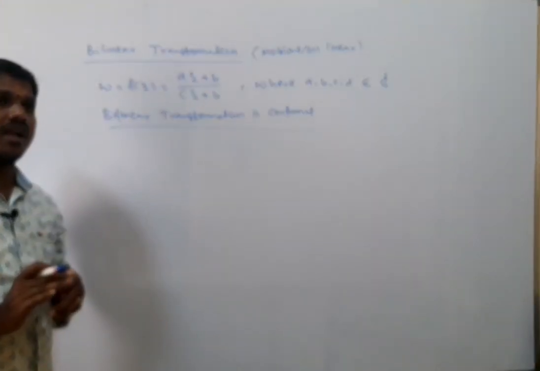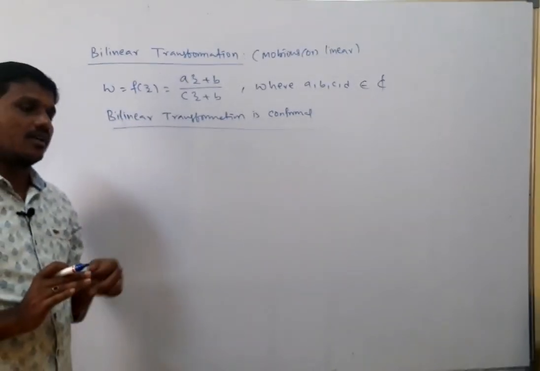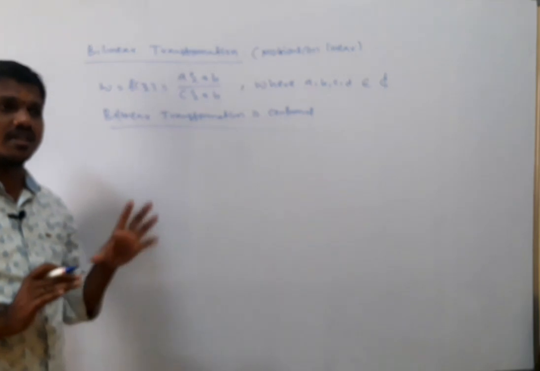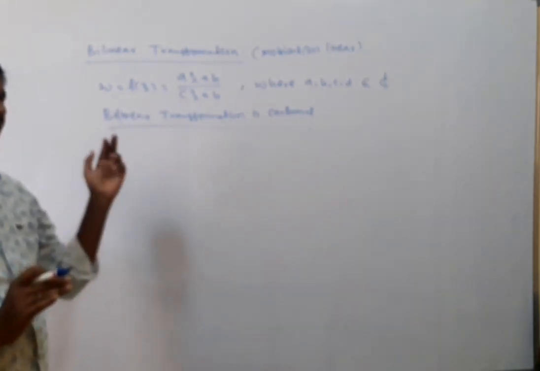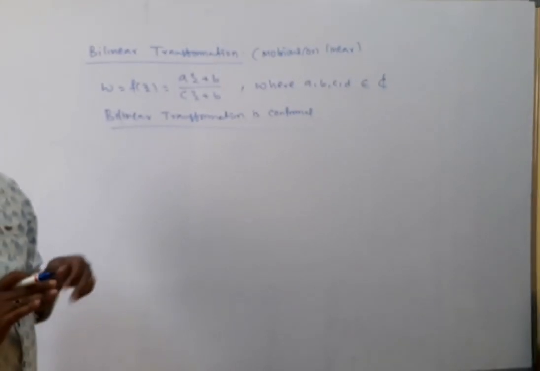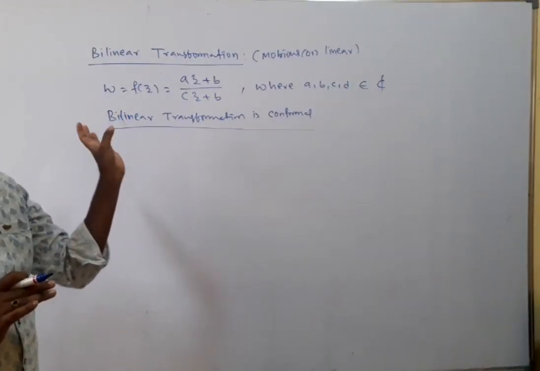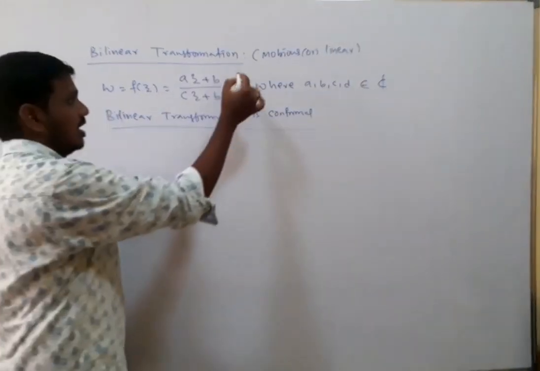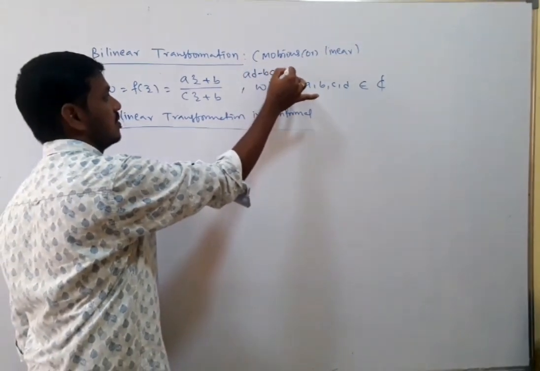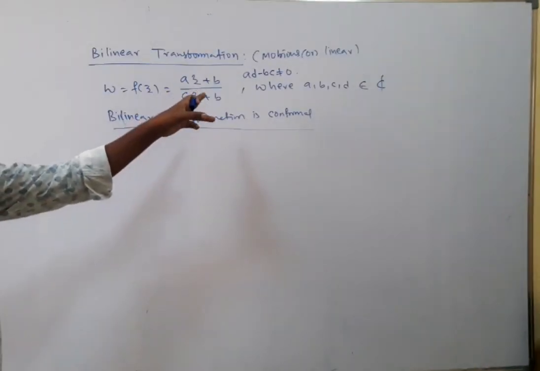Next, by using the analytic function or conformal mapping theorem: if f of z is an analytic function in a certain domain D in the z plane and f dash of z is not equal to 0, then the transformation f of z is conformal. Now I am going to prove it. One more condition I am writing here: ad minus bc is compulsorily not equal to 0. If w is equal to f of z is equal to az plus b divided by cz plus d, and ad minus bc is not equal to 0, then the transformation is called a bilinear transformation. Now I am going to show how the bilinear transformation is conformal.